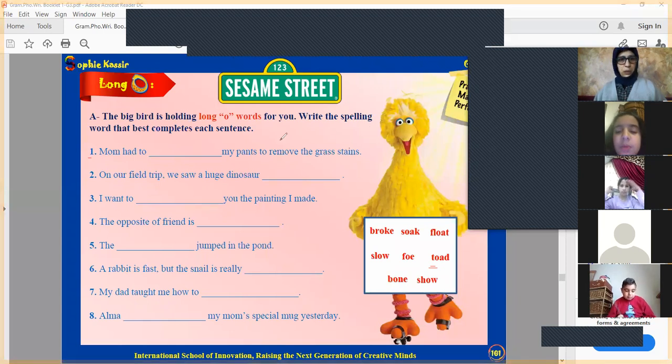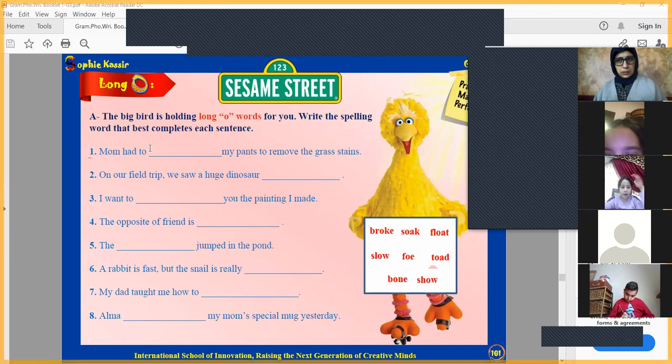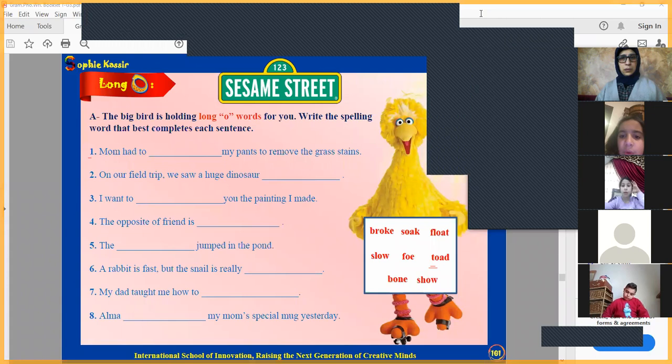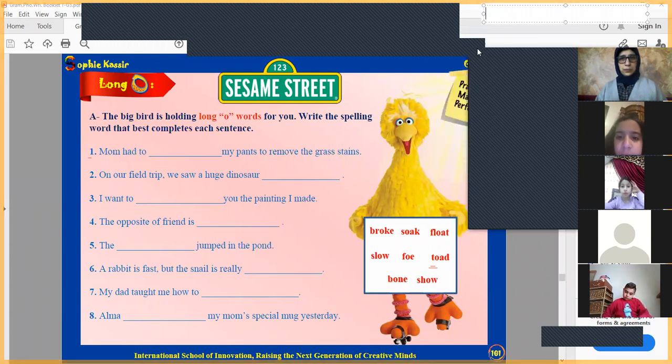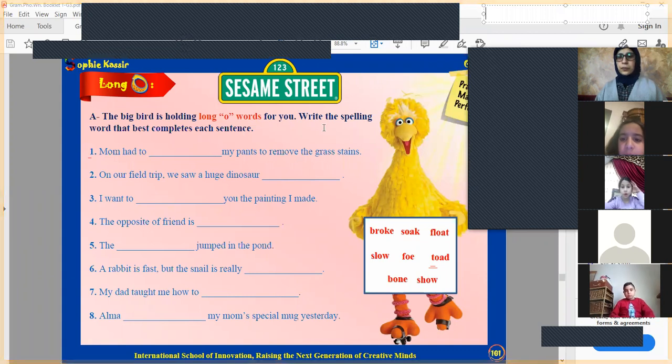Okay, so yalla, what do you think? Which word goes in this blank? Show. Show. My mom had to show my pants to remove the grass stains. No. It's when the mom puts the pants in a big bowl of water. Mom told. No, toad is another word for a frog.